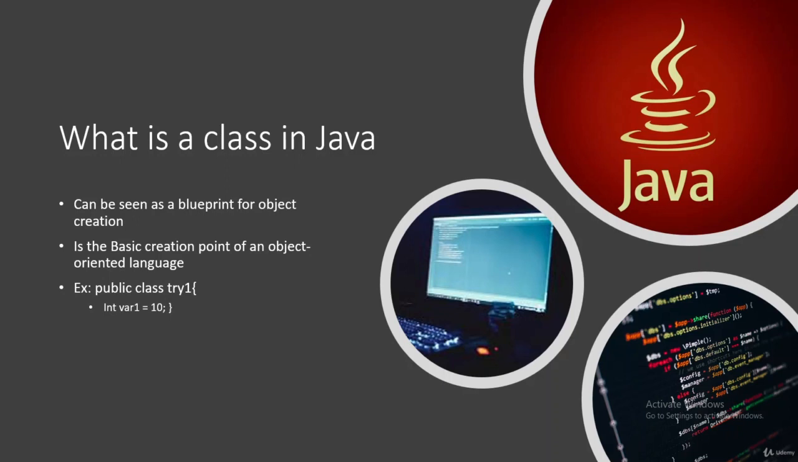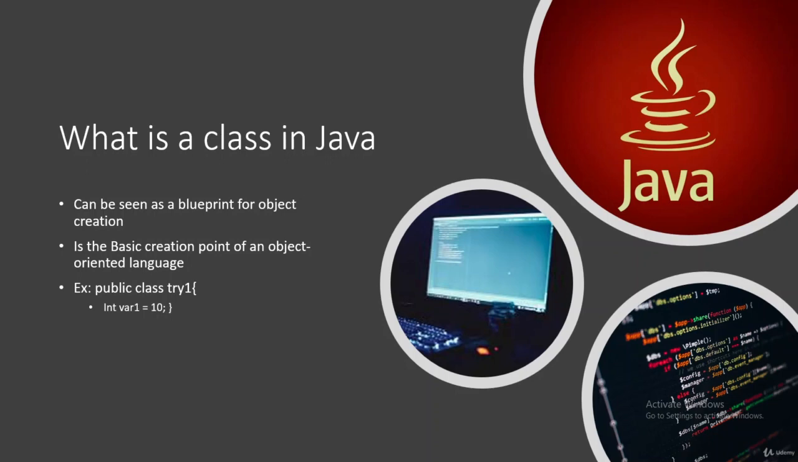We can see it as a blueprint for object creation. So the class will contain all the objects that we are going to create. It's the basic creation point of an object-oriented programming language. Java, I searched a lot, and it's an object-oriented programming language. Yes, it doesn't respect all the criteria of an object-oriented programming language, but finally we can say that it's an object programming language because it contains classes and objects as well. So here you can find an example of what a class would look like.